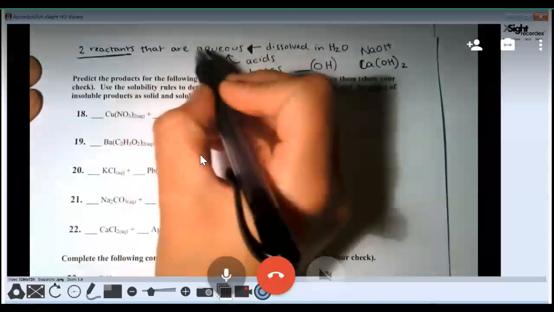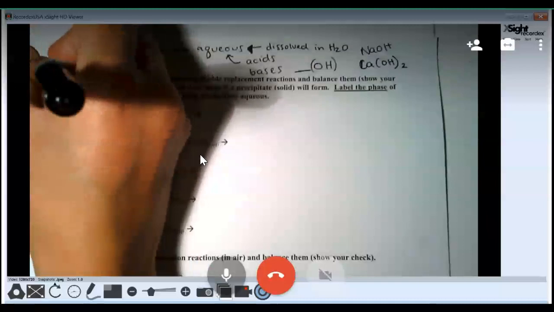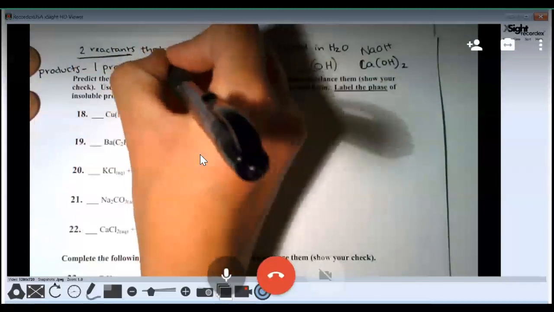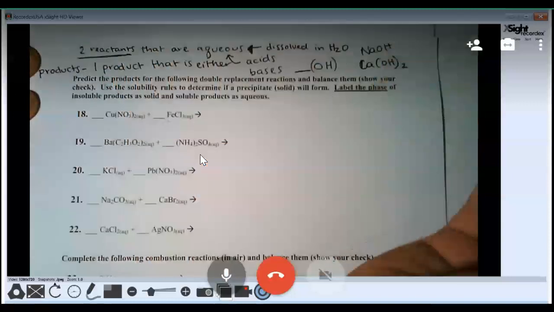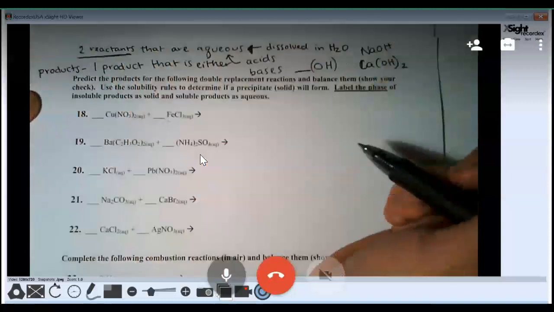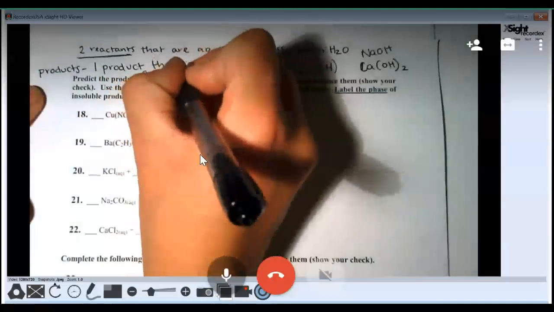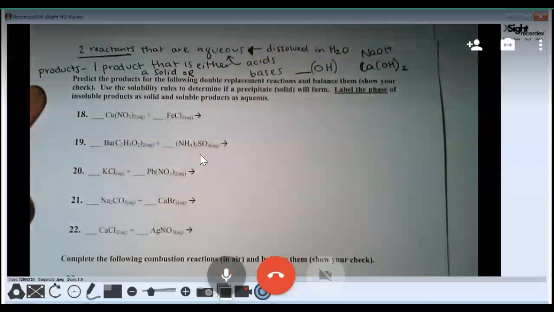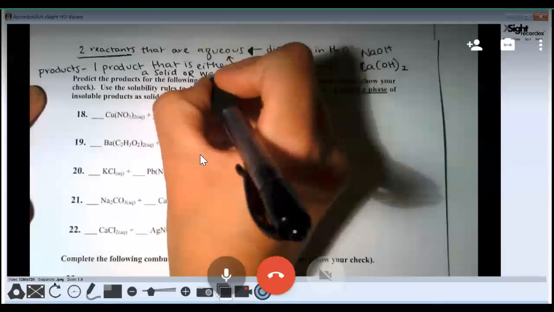So this is the requirement for the reactants. We need 2 reactants that are aqueous. Then for the products, we need one product that is either what or what? Anybody remember? I'll give you a hint, it's either a solid or is what? Water. Or is water. Perfect.